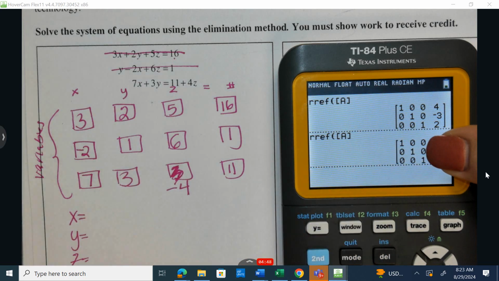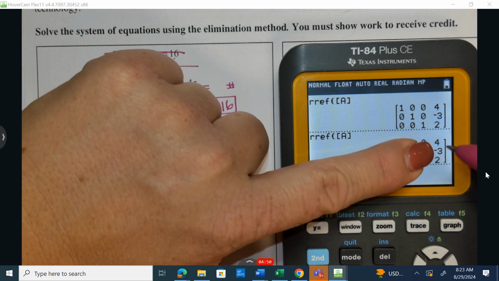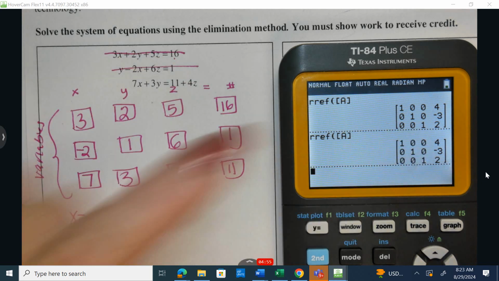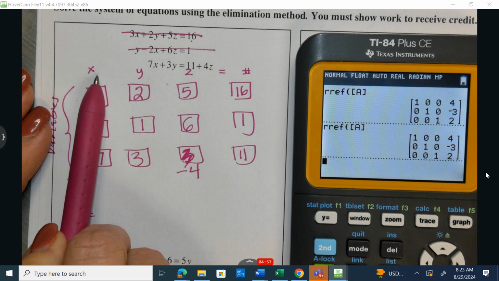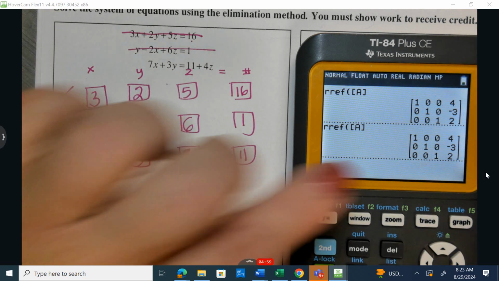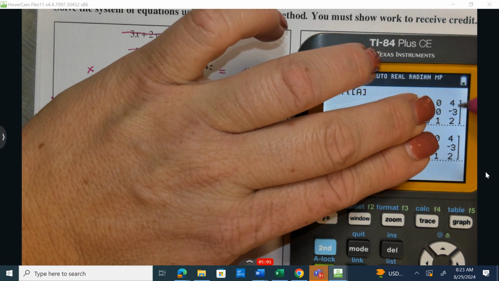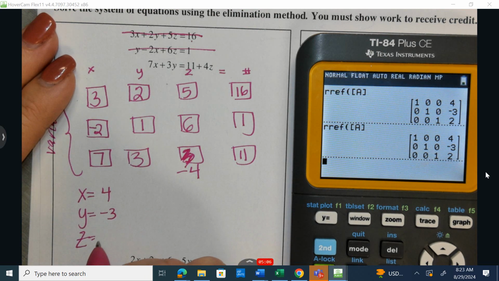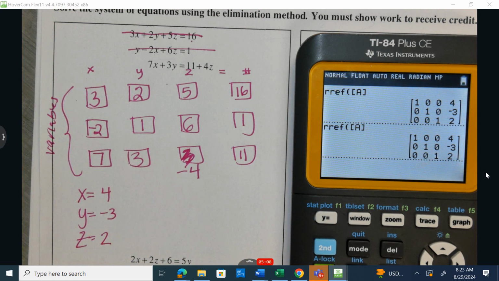When you get the identity matrix on the left-hand side, our answers are on the right. And yesterday we spoke about, well, how do I know which answer goes with which variable? Just like we organize it x, y, z, from top to bottom, these will align with x, y, z. So x is 4, y is -3, and z is 2.